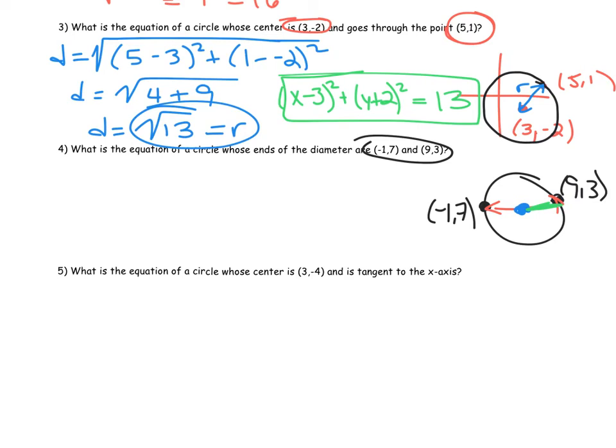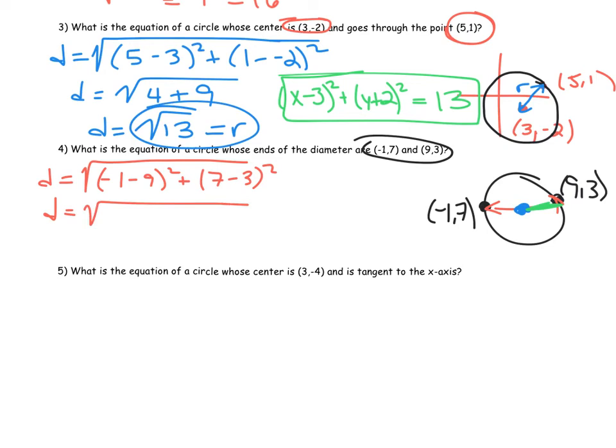Right? So the radius is going to be the diameter halved. So let's first find the distance of the diameter. Once I find the distance of the diameter, I can halve that and get the radius. So using the distance formula, I have negative 1 minus 9 squared plus 7 minus 3 squared. So my distance will end up being the square root of negative 10 squared is 100 plus 7 minus 3 is 4 squared is 16. So my diameter is the square root of 116. That's the diameter. But I don't want the diameter, I want the radius. So the radius is going to be the square root of 116 all over 2. So that's one piece of information that we have.